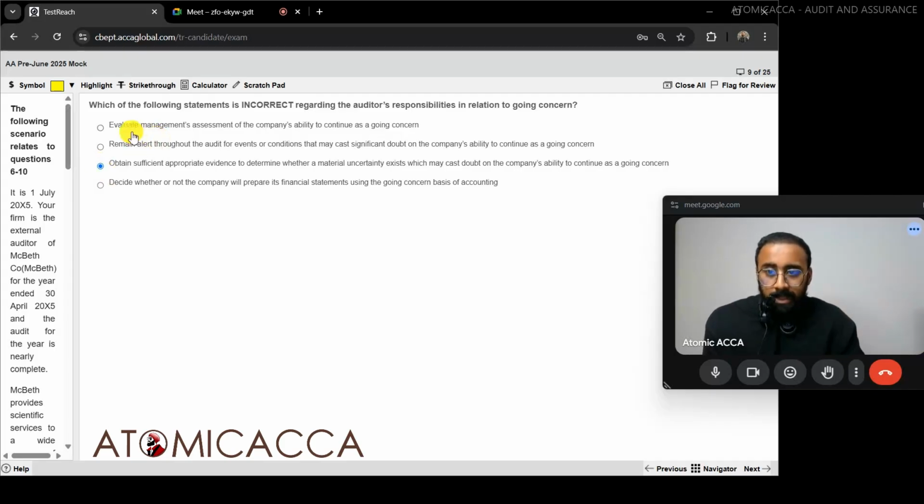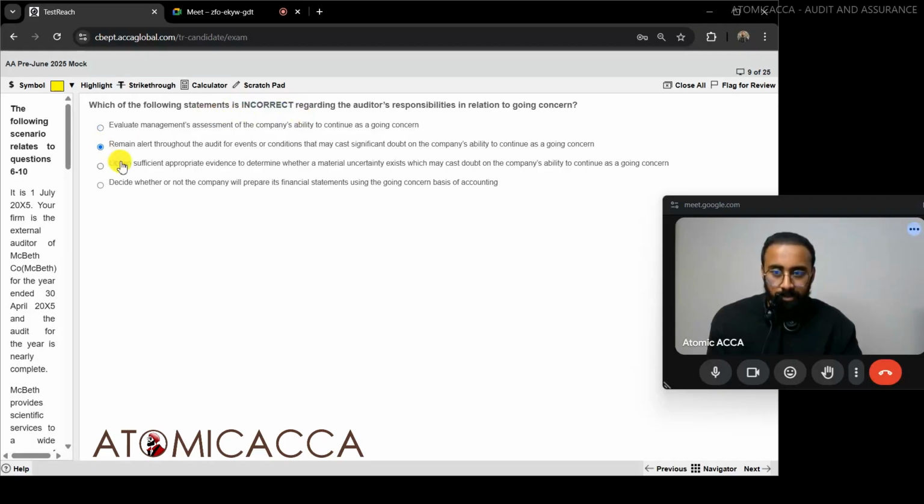Evaluate management's assessment of the company's ability to continue as a going concern. Yes, you have to assess the management's assessment. Why? Because that's why we told earlier to ask them to extend it until 30th April, because their assessment was not correct. So definitely you have to evaluate that. So first one is correct option. We want to select incorrect option.